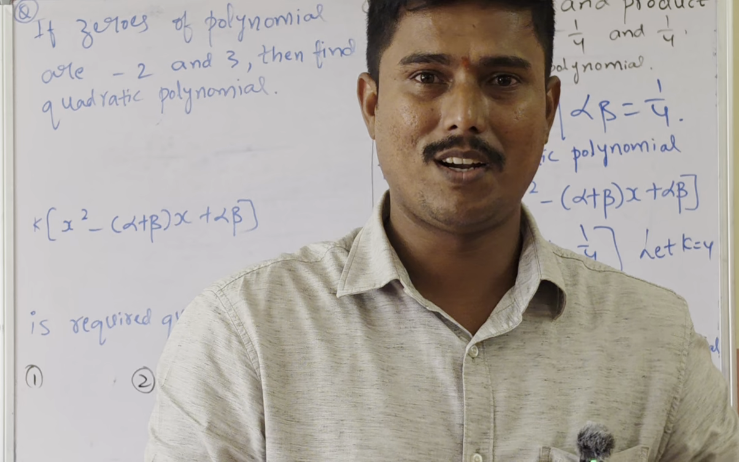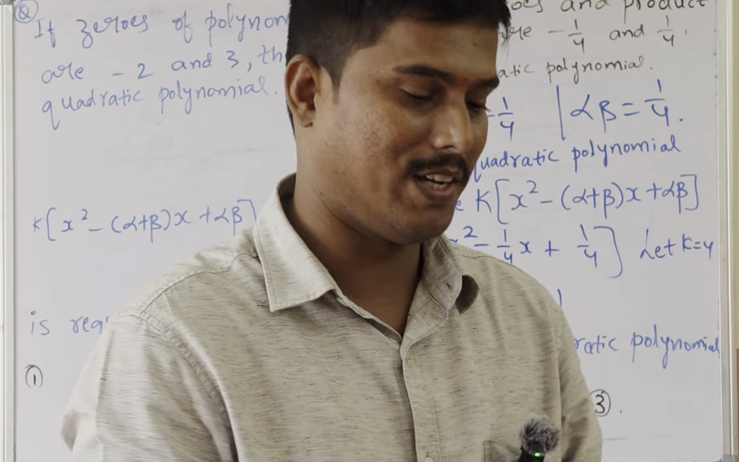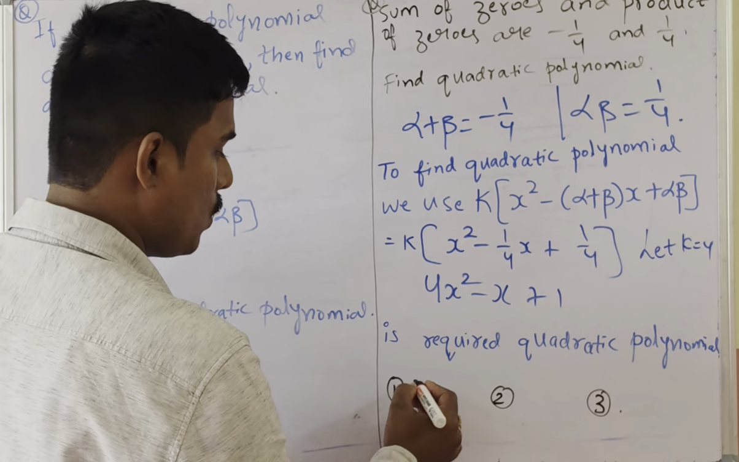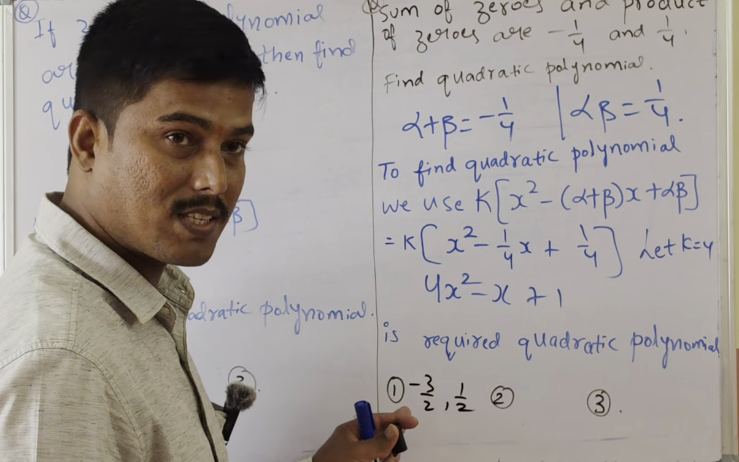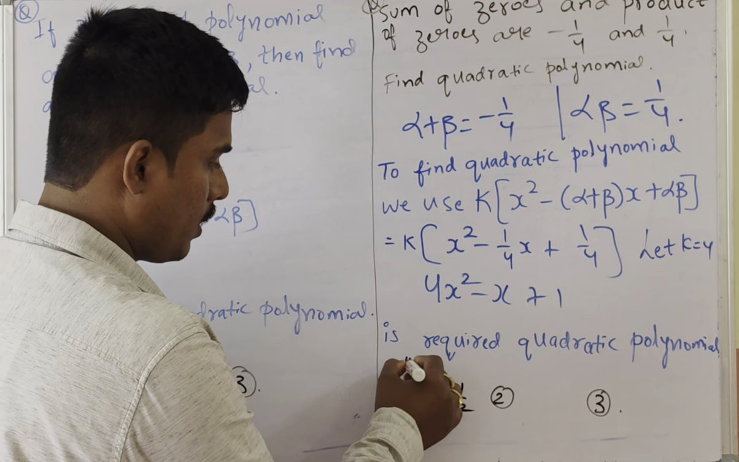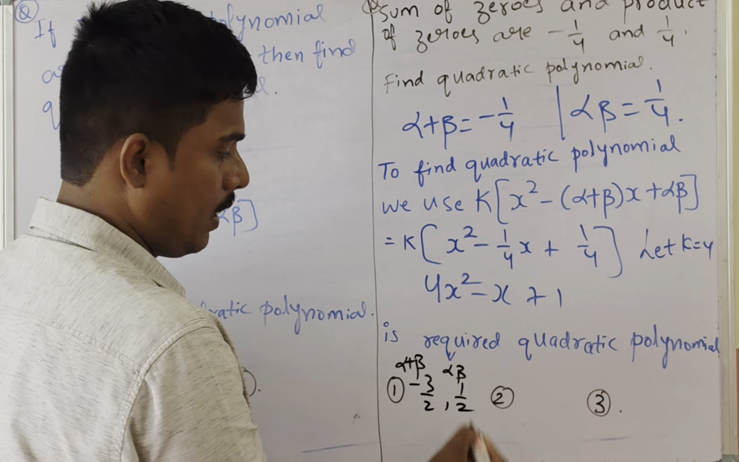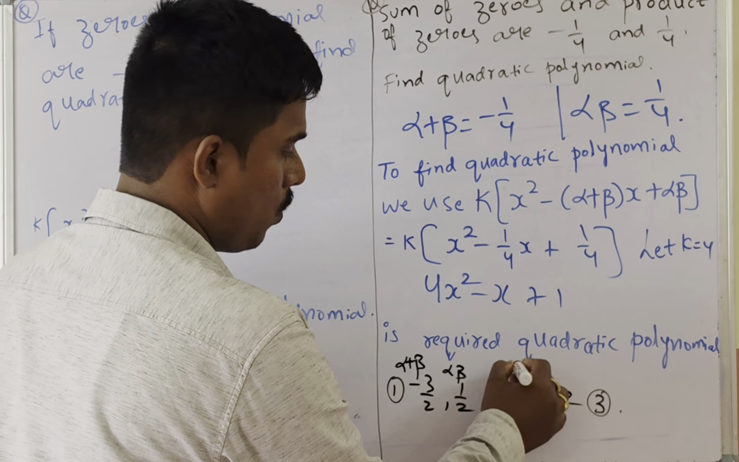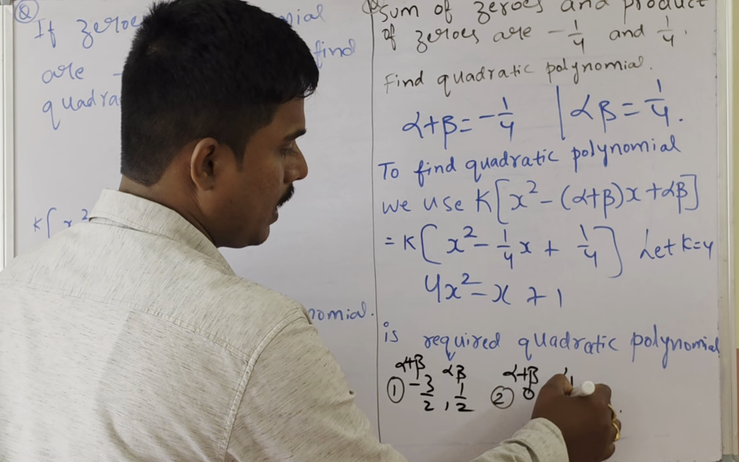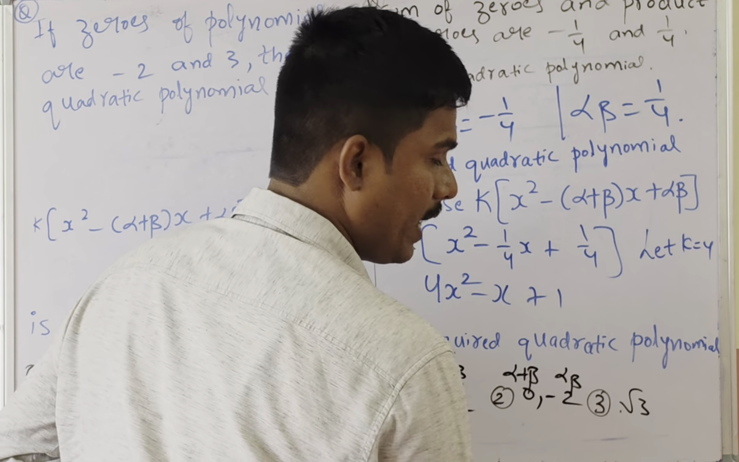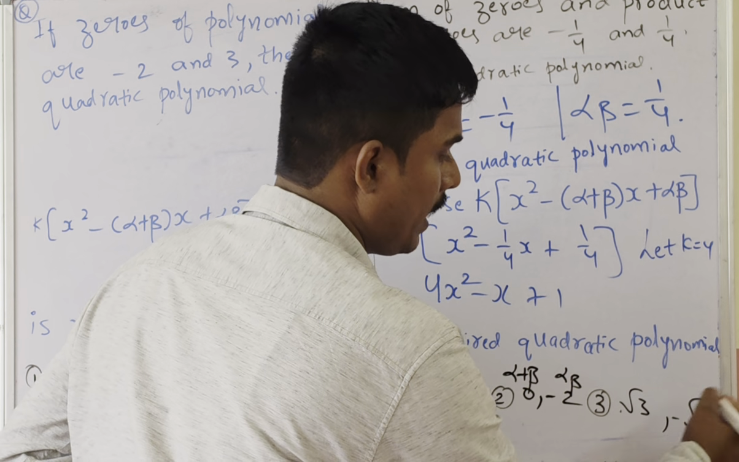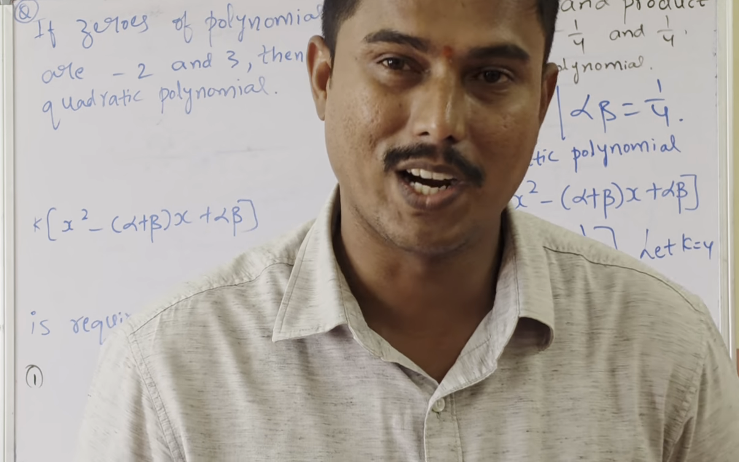You solved it, we understood. What about the questions? Very good. Minus 3 by 2, 1 by 2. Can you solve? Minus 3 by 2 is the sum of zeros, alpha plus beta, and this is alpha beta. Now what if it is 0 comma minus 2? This is alpha plus beta, this is alpha beta. Any more values possible? Yes, root 3 you take and minus root 3 you take. Check it out. Try it as homework.